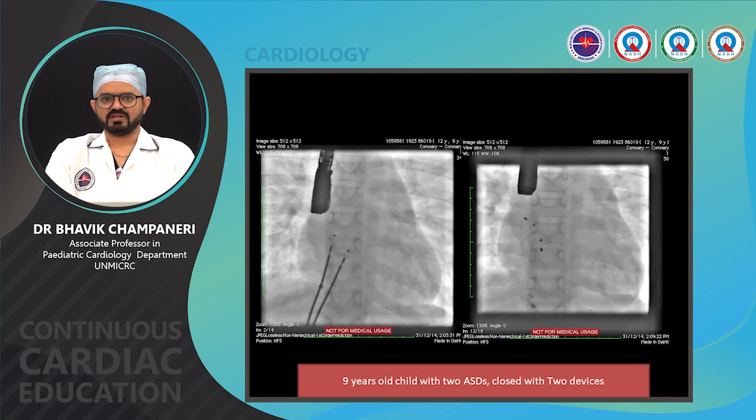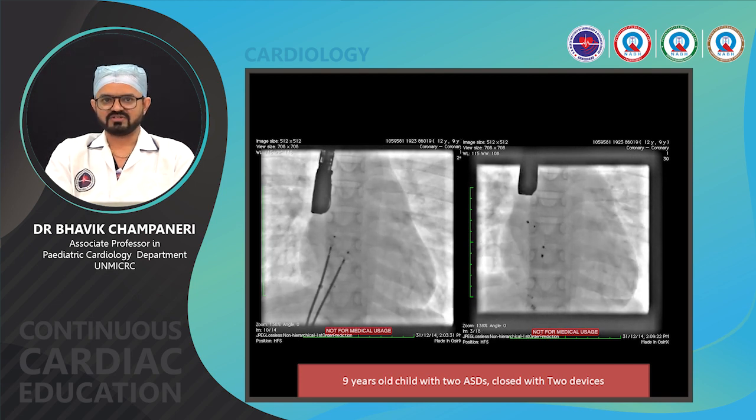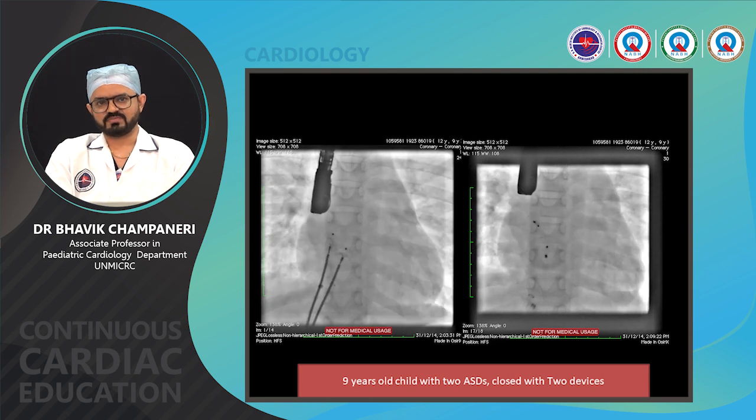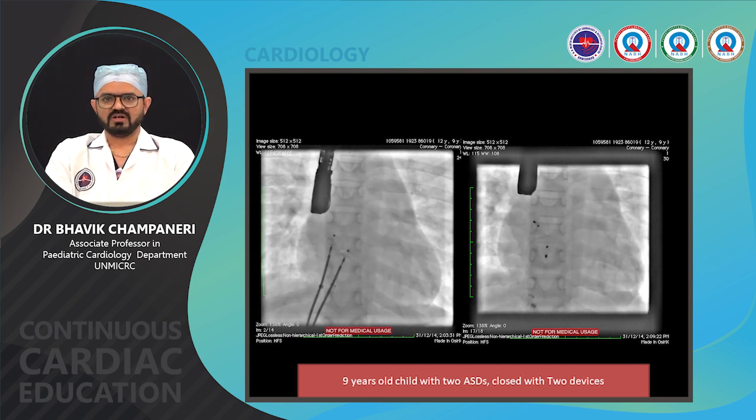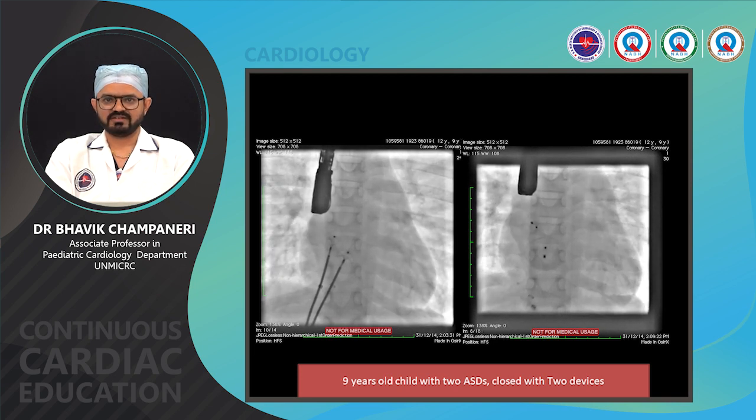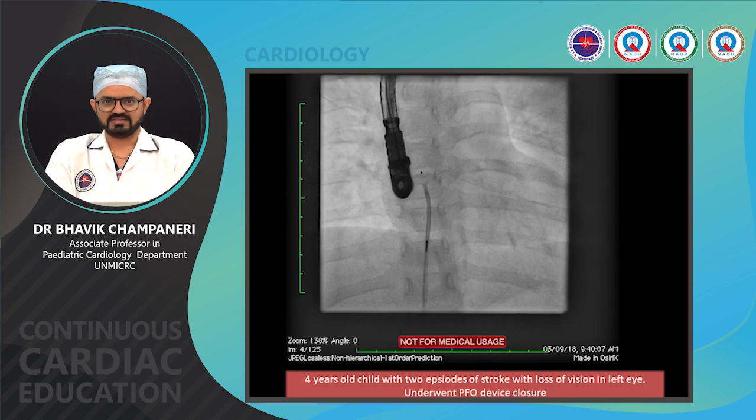So this is a 9-year-old child who had 2 atrial septal defects. These are very rare patients where we do come across such sort of anatomies, and we are forced to close these 2 ASDs with 2 separate devices, and that is how the 2 defects have been occluded with 2 separate atrial septal defect closure devices.